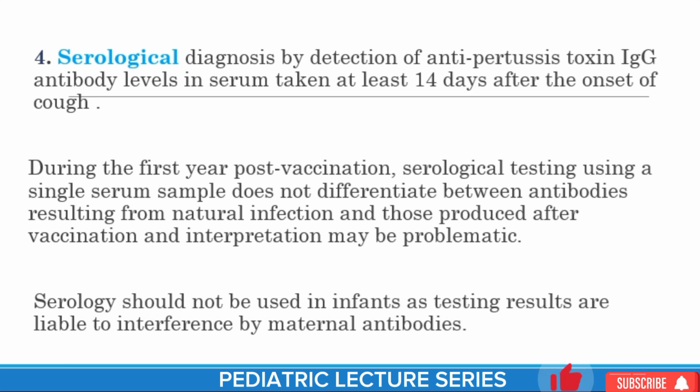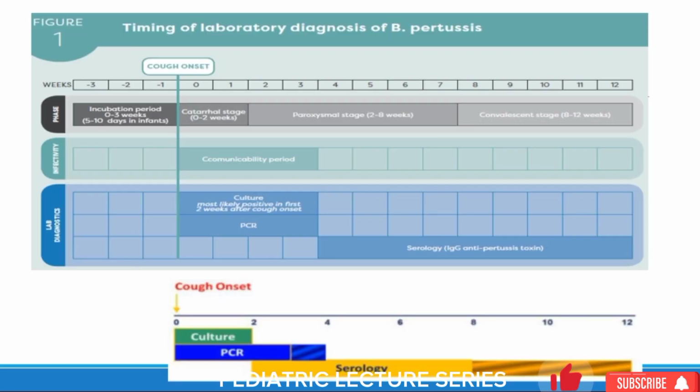However, serology might have some limitations. For example, during the first year post-vaccination, serological testing using a single serum sample does not differentiate between antibodies resulting from natural infection or those produced after vaccination. Therefore, there might be a problem in interpretation. Also, serology should not be used in infants, as testing results are liable to interference by the maternal antibodies. So this is a summary, and they've added in a little idea on what method of diagnosis is better for a specific period of time.